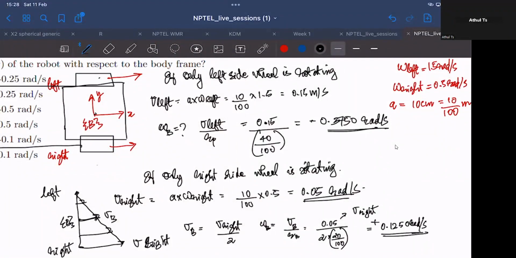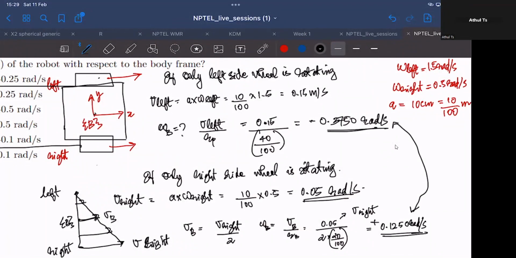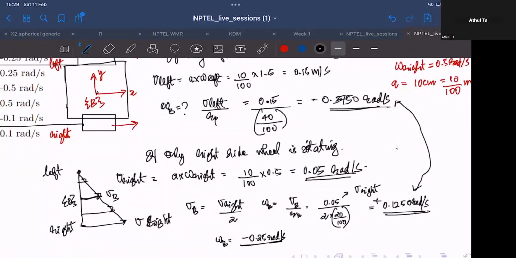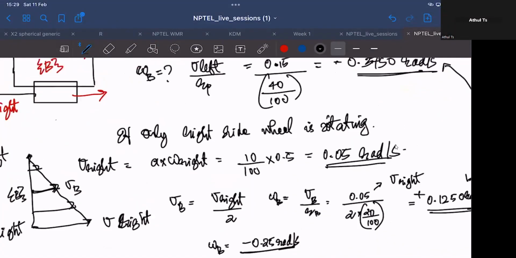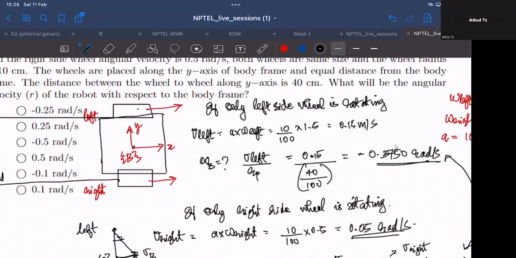And again, since only the right wheel is rotating, the sense of rotation would be counterclockwise. As per the sign convention, since we are rotating counterclockwise about the z-axis, it would be a positive rotation. Superimposing these two results, we would get omega b as minus 0.25 radians per second. So the angular velocity of the robot's body is 0.25 radians per second, and our answer would be option A.